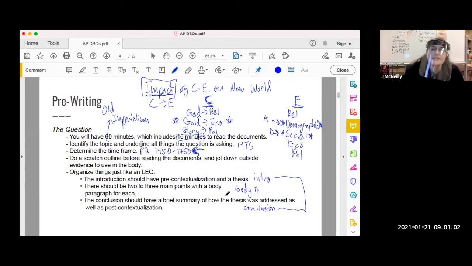The 2 points that you get for the intro are context, which remember is background information, and the thesis, your claim that's going to have these categories of causes and effects. For context, this says specifically pre-contextualization, because you could do context that's before the time period, during the time period, or after the time period. I would stay away from after the time period and stick with before and during. So what happened before the Columbian Exchange that you could use to set the stage for your essay?